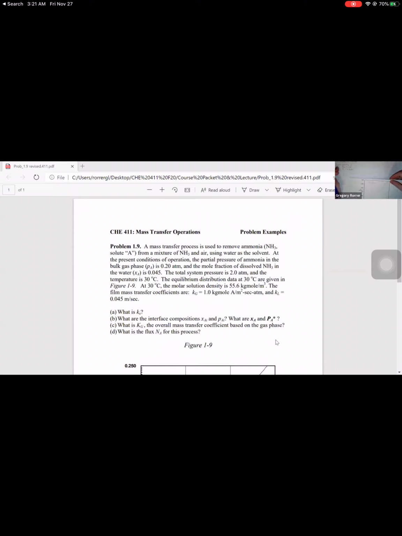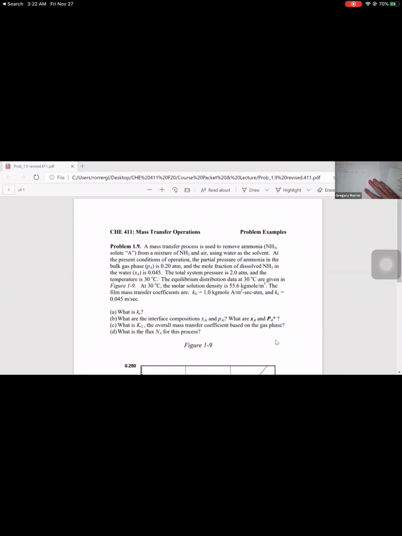Now, if we wanted YA, we know that YA is going to equal PA divided by P. So if we wanted that, we know that the total system pressure is 2 atmospheres. And so that means that YA is equal to 0.1.